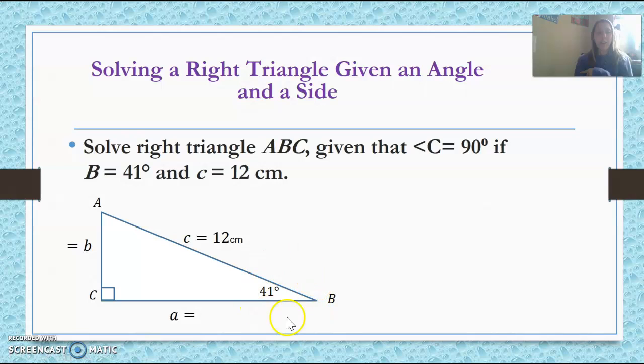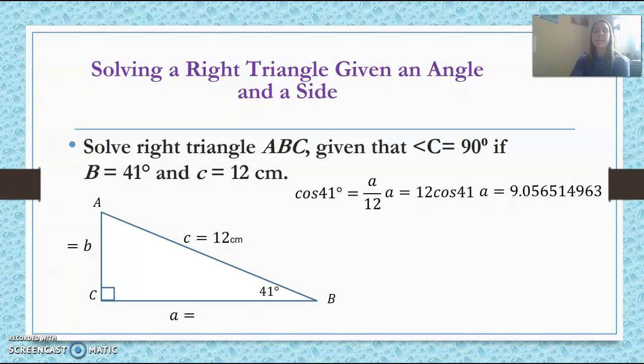So our given angle is B, which is 41 degrees. And if I'm solving for side A, that's going to be the adjacent side for that angle. And I'm going to be using this one right here because it's a given. That is the hypotenuse. So that adjacent over hypotenuse, well, that's cosine. So the cosine of 41 is the adjacent over the hypotenuse, which is what we just said. And when I want to get A by itself, I'm going to multiply both sides by 12. I end up with 12 times cosine 41. And that is what I'm going to plug in my calculator. And I end up with 9.05, and so on.